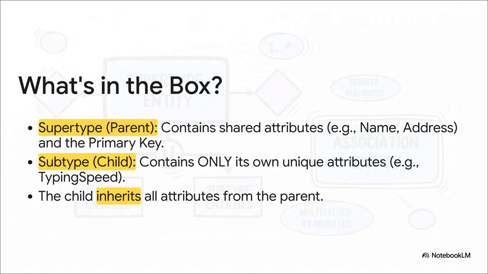Now, what you put inside these boxes is absolutely crucial. The supertype, our parent, holds all the stuff they have in common. You know, the shared attributes like name, ID number, that kind of thing. And listen up, this is important. The primary key always lives in the parent. Always. The subtypes, the children, they only hold the attributes that are unique to them. A secretary might have typing speed, but an engineer probably doesn't. We call this attribute inheritance. Basically, the kid automatically gets all the stuff the parent has.